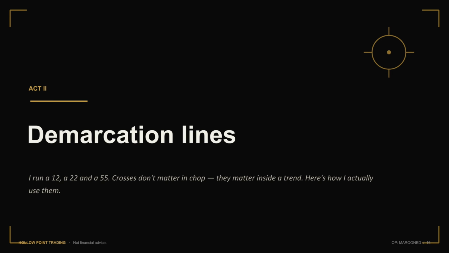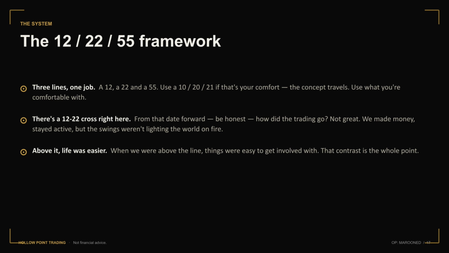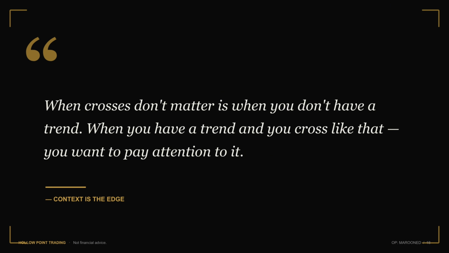I primarily use 12, 22, and 55 period moving averages. While crosses can be noisy and chop, they become significant indicators when a clear trend is established. The 12, 22, 55 framework is about having one job: identifying trend strength. While you can adjust these settings to your comfort, the core concept remains the same. Notice how life was easier when price remained above these lines. As I always say, context is the edge.